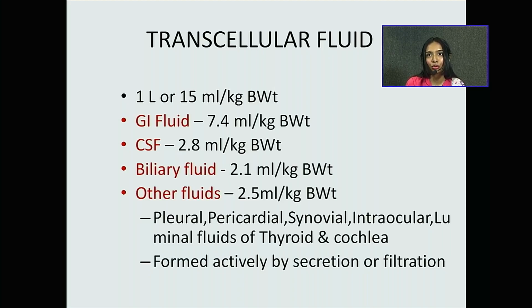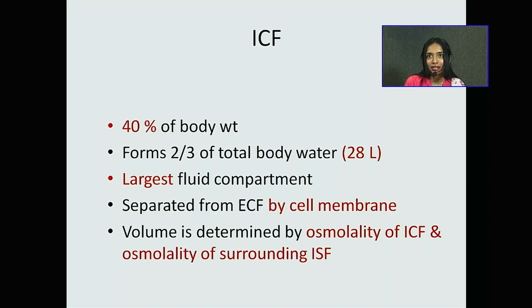So this comes out to be around 15 ml per kg body weight. Then comes the ICF. So this was ECF. Now we proceed to ICF, intracellular fluid. It is 40% of body weight, being the maximum, forms 2/3 of the total body water, that is 28 liters. It is the largest fluid compartment, separated from ECF by a cell membrane.